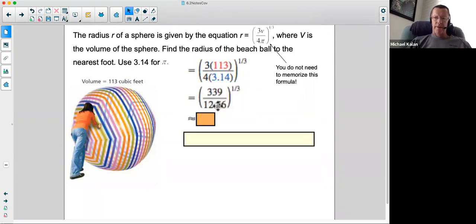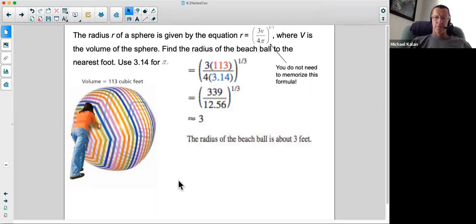239 and then 12.56. And then we're going to take the what? We're going to take the cube root of that and then multiply it to the first power, which means we don't need to multiply it, right? So again, you can use your calculator for that. So it's about 3 feet. And that makes sense. Radius about 3 feet, across there, and then another 3 over here. Yeah, it looks like it's about a diameter of 6. That's a pretty big ball.